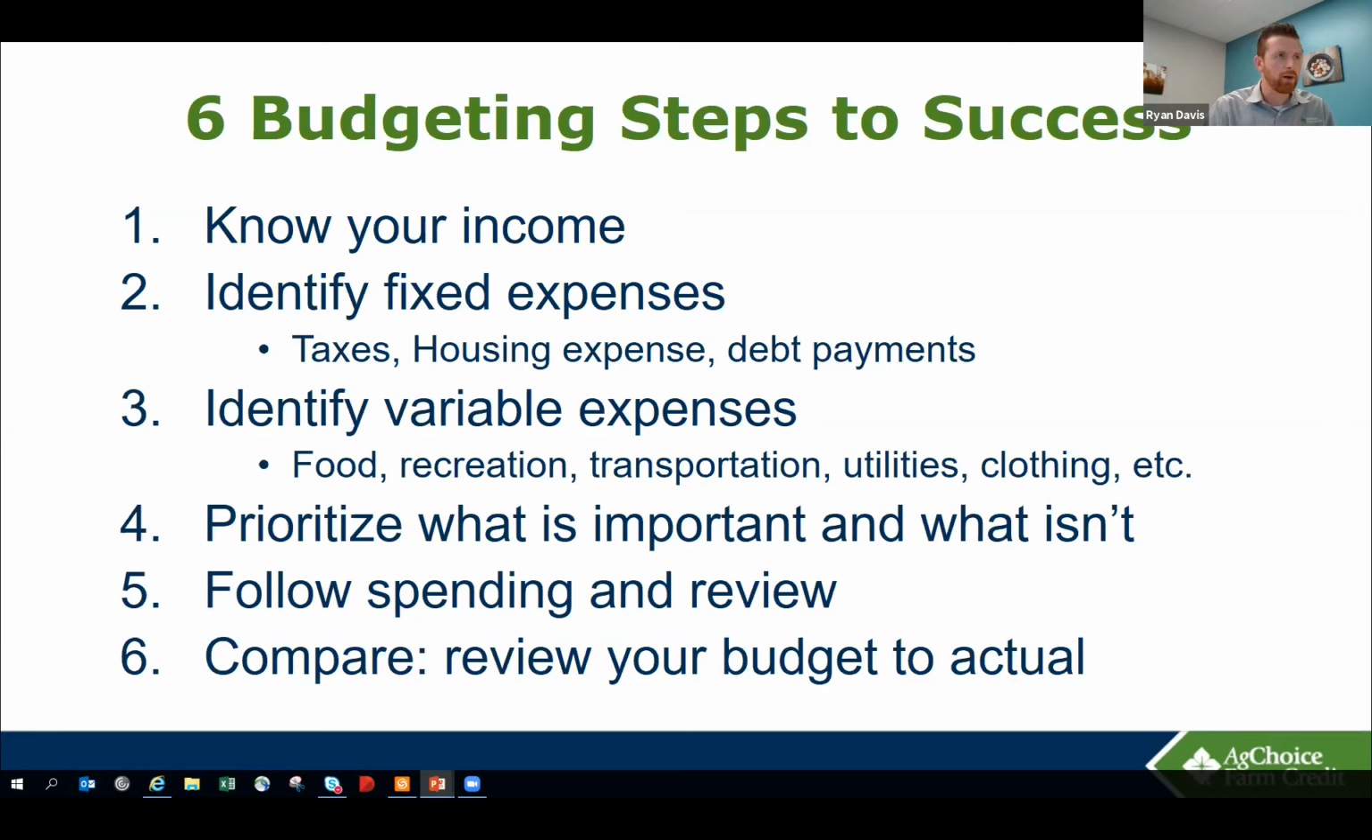It's also important to follow your spending and review it over time. So don't just create a budget and put it on the shelf, but track your spending over time. And compare your budget to your actual spending and see how you're performing. If you're a little bit behind on your budget, then maybe that's time to start adjusting some of those variable expenses.